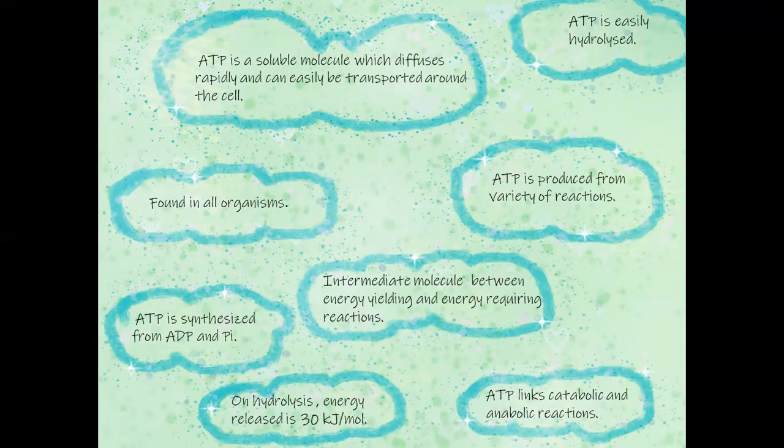ATP is easily hydrolyzed, which means it can be easily broken down by water. ATP is produced from a variety of reactions like glycolysis and oxidative phosphorylation, which will be explained later on. ATP is synthesized from ADP and inorganic phosphate, which are naturally found in the body.